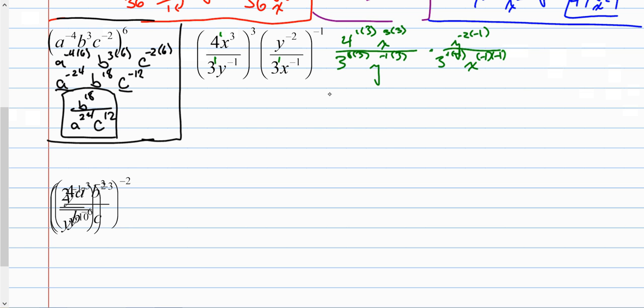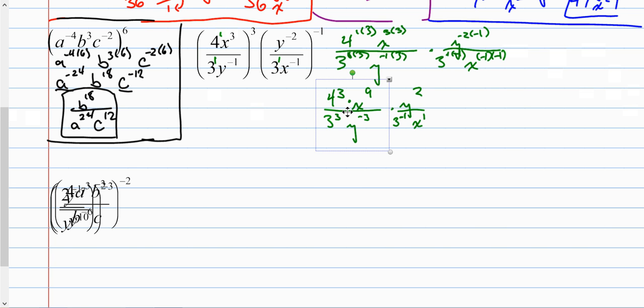So I wind up with a 4 to the 3rd, an x to the 9th, a 3 to the 3rd, and a y to the negative 3rd. That's going to be multiplied by a y to the positive 2nd over a 3 to the negative 1, that was a 1 times a negative 1, and an x to the 1st. Now that I have dealt with the parentheses and the power raised to a power, now I can start grouping like things together.